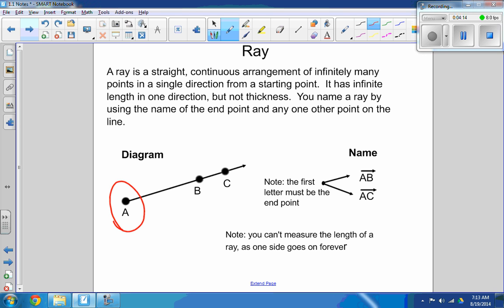So I could name this ray here AB or AC, and you can see the arrow going in one direction. And you cannot measure the length of a ray as one side goes on forever. So I can't physically measure this.